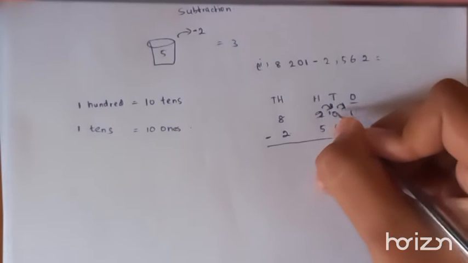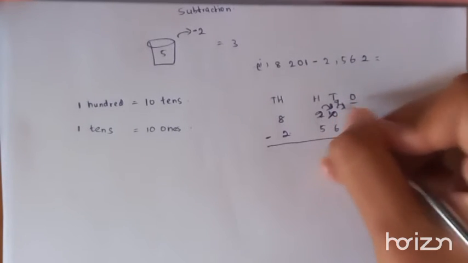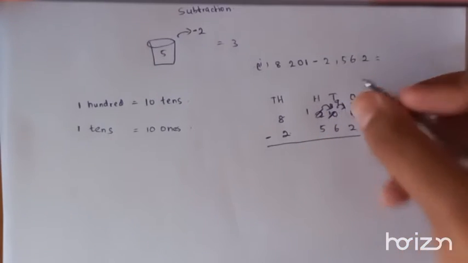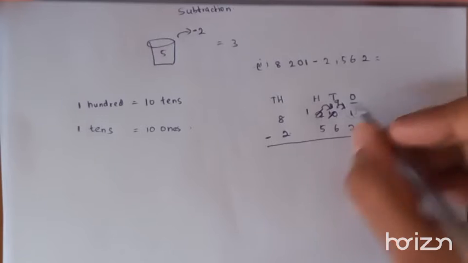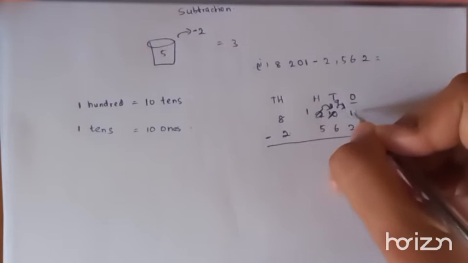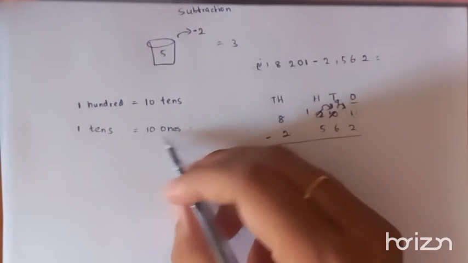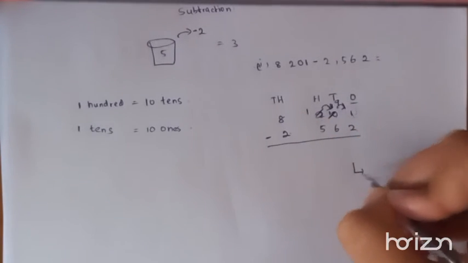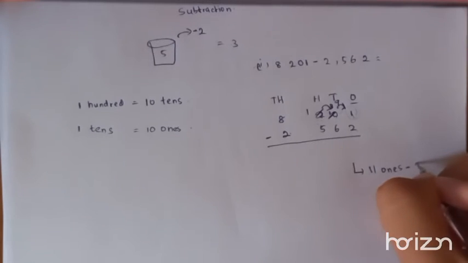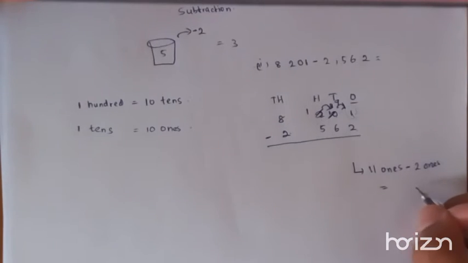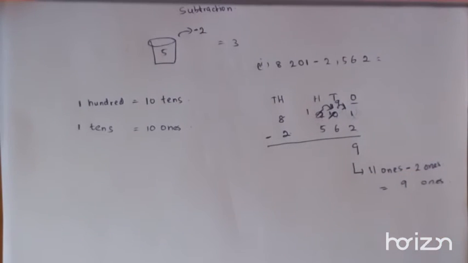So this tens would become a 9 because we exchanged to the ones column. This 2 would become a 1 because we exchanged it to the tens column. But this ones column would become 11 because we exchanged 10 ones, but we already have 1 one, so we would have 11 ones. So 11 ones take away 2 ones, we would have 9 ones in here. So this would be 9 in the ones column.